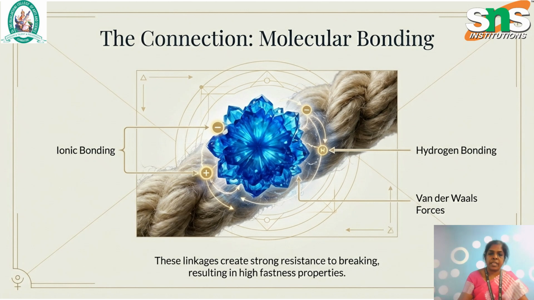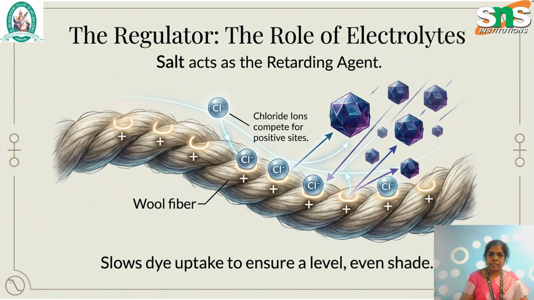The molecular bonding, that is the ionic bonding, is also there. In one portion, hydrogen bonding is also there, van der Waals forces are also there, and these linkages create strong resistance to breaking, resulting in high fastness properties when you dye wool fiber with acid dyes.